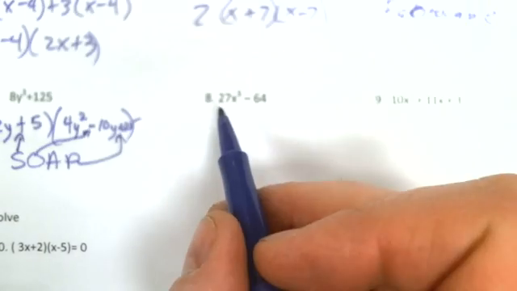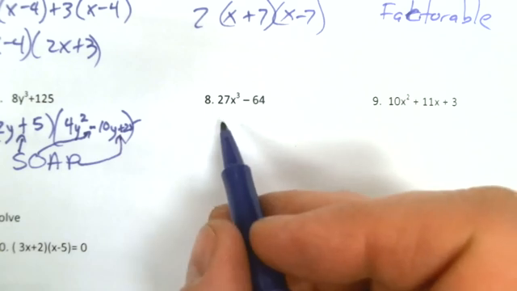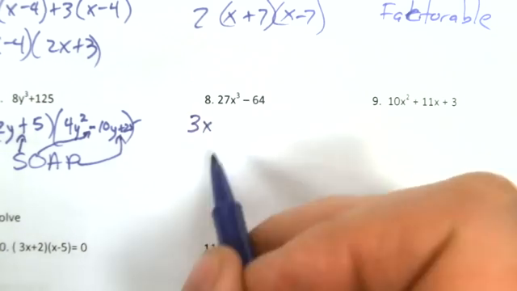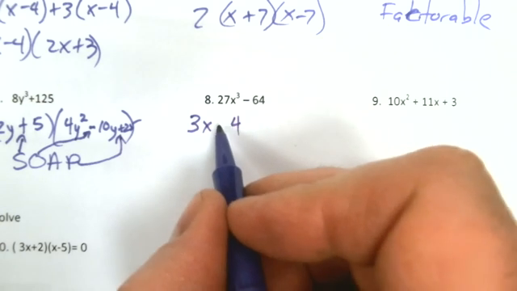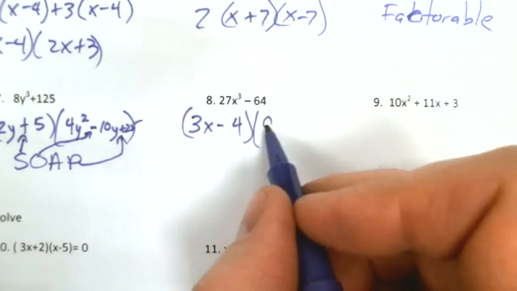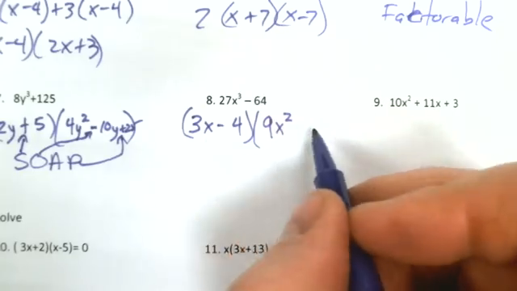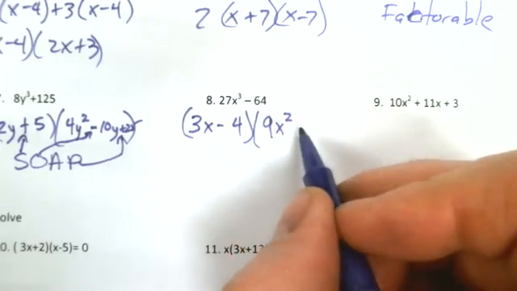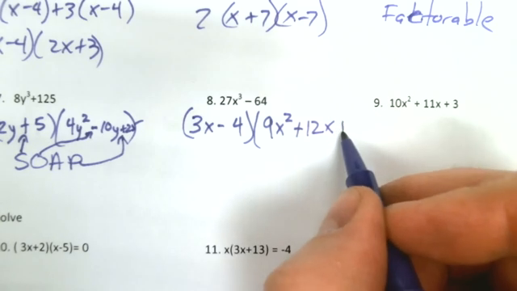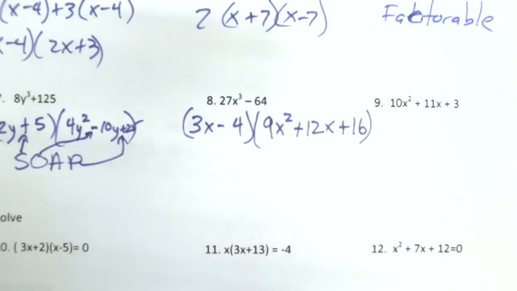For number 8, same type of thing with a minus sign between it, so I'm going to take the cube root of the first term, gives me 3x. Cube root of my last term is 4. The sign in between it will be the same. Square my first term, 9x squared. Multiply them together. Opposite of this sign, so I'm going to have positive 12x. And then squaring my last one is 16.